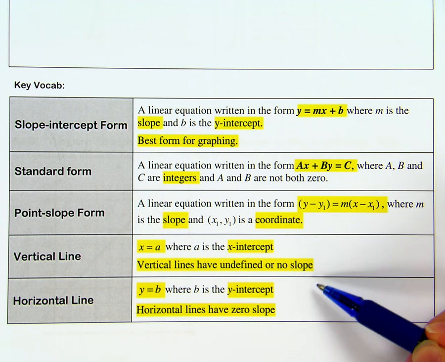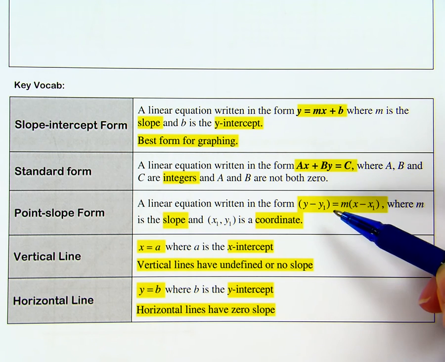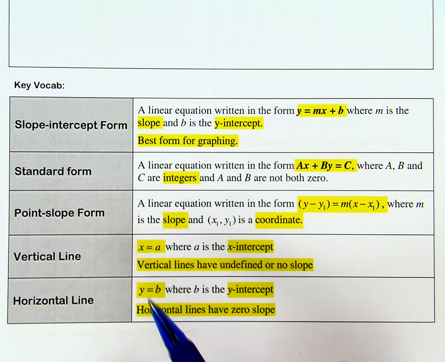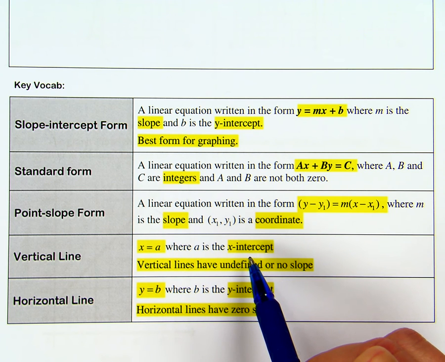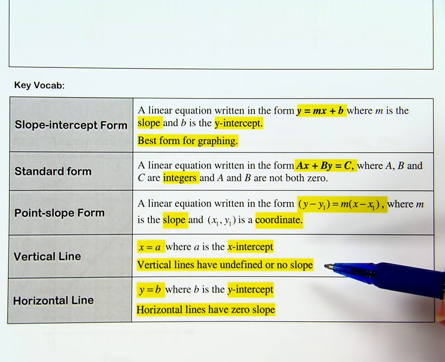Next we have our 2 special cases, vertical and horizontal lines. These 2 lines get an equation unto themselves that doesn't really fit the form of the other 3. For the vertical line we have x = a, where a stands for the x-intercept of our line, the place where the line crosses the x-axis. It's also important to note that the slope of our vertical line is undefined, or has no slope.